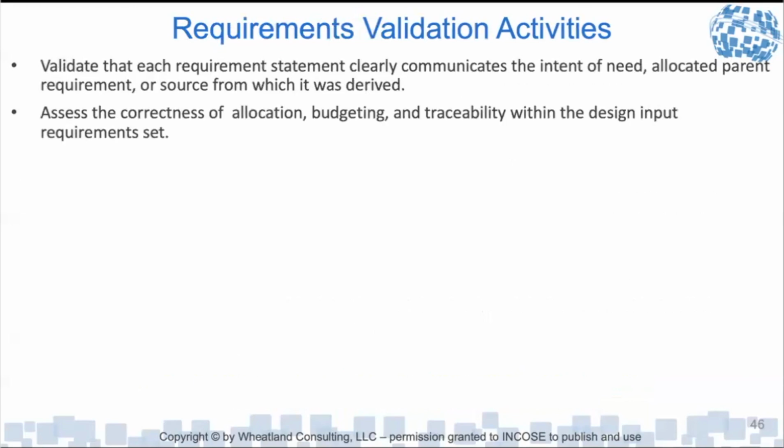Assess the correctness of allocation, budget, and traceability within the design input requirement set. No tool can check correctness. A tool can tell you whether or not you trace to a parent, but it can't tell you the trace is correct. The tool can tell you the parent has children. It can't tell you if it's the correct children. So that has to be done manually.